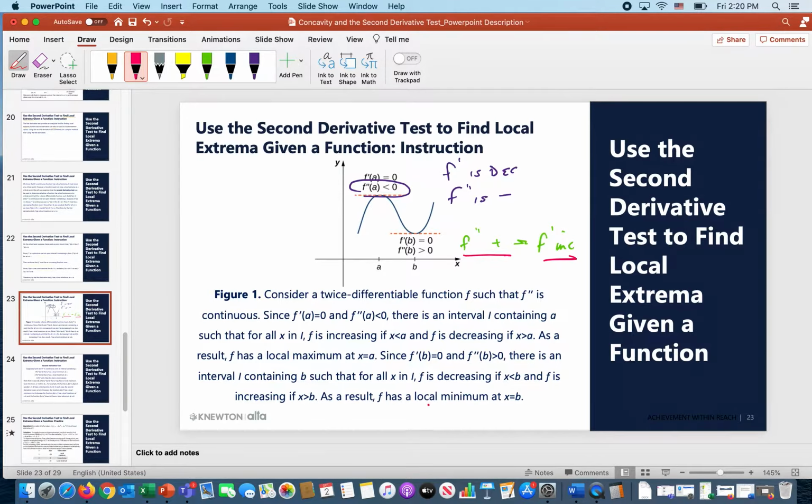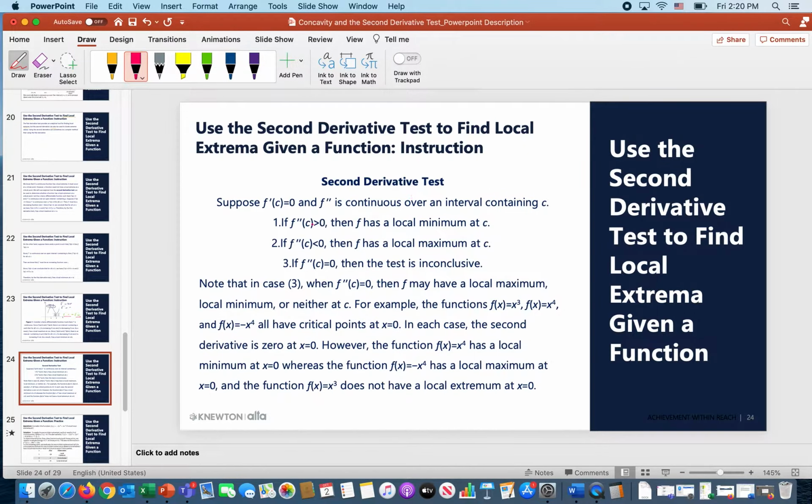So the consequence of all this is that if f double prime of c is greater than zero, we have a minimum. This is the opposite of what you might think. If f double prime of c is less than zero, we have a maximum. And then if the second derivative at c is zero, then we have an inconclusive test. Now what we want to point out to you though is c. c is that critical number, okay? And we get a critical point by setting the derivative equal to zero.